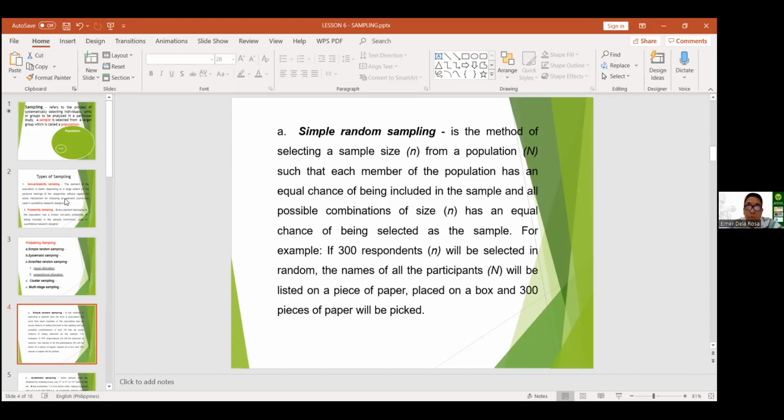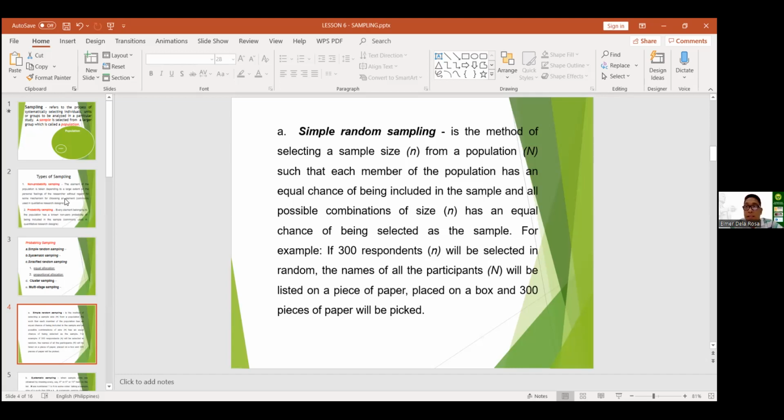Then perhaps it will be rolled softly and then placed in a box. And then the researcher will choose 300 pieces of paper, in complete random. So ito yung draw lots na tinatawag natin. Diba? Parang yung lotto. Lotto is an example of simple random.